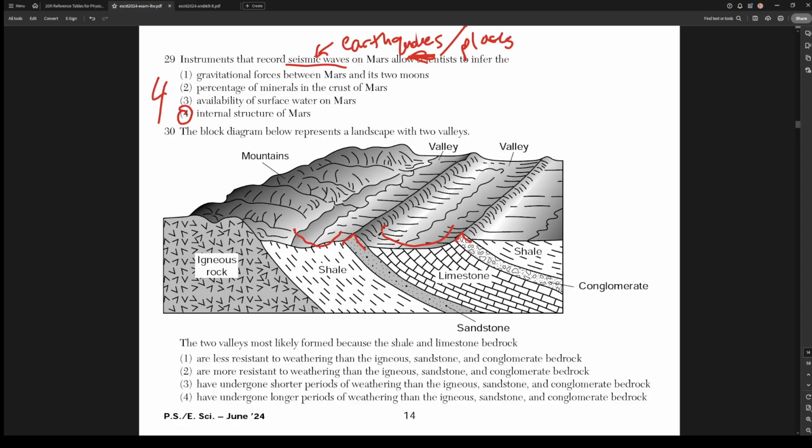So they're going to be less resistant to weathering than whatever this stuff was. This stuff's going to stick up and make the valley walls. So they're less resistant to weathering than this dot, which is sandstone and conglomerate. And this igneous rock is also making mountains over here. So shale and limestone are weaker than those 3, which is 1.